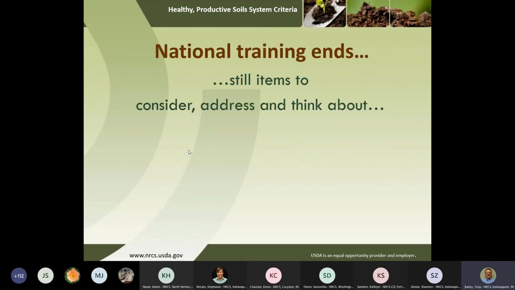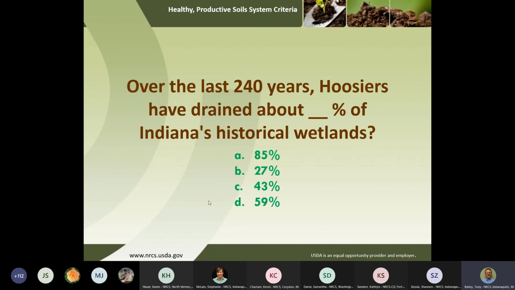So one of the things, the national trainings, I still think there's some things to think about related to them. So all that previous was off the national. And again, what I included in there, I cherry picked on what I wanted to cover here. So just another question for you. Over the last 240 years, Hoosiers have drained about what percent of Indiana's historical wetlands? What percent of our historical wetlands have been drained?